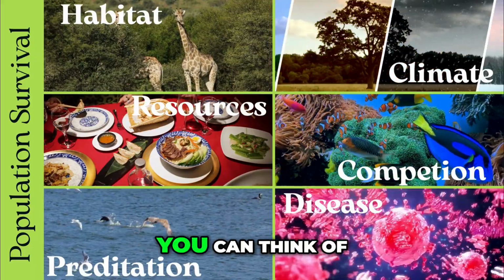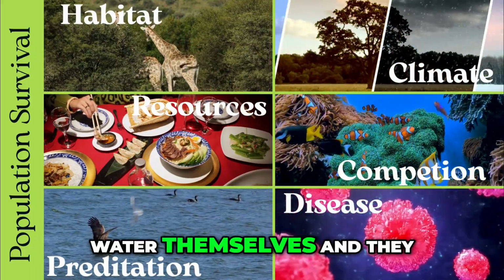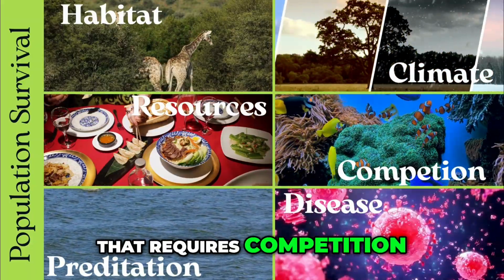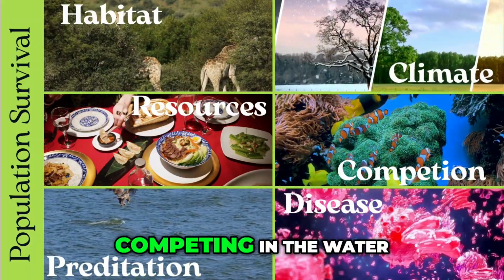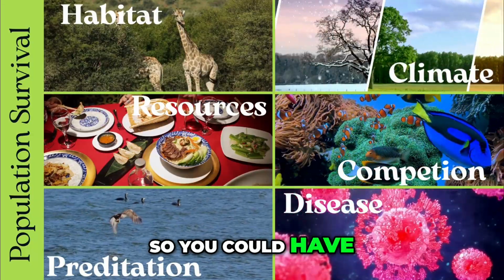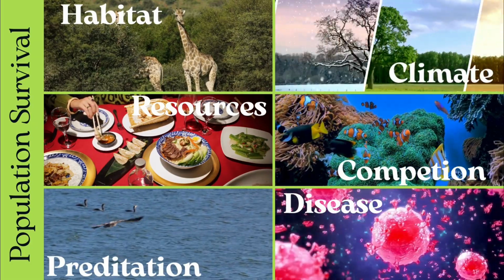At the same time, you can think of various different types of fish. They live in the water themselves, and they live in an area that requires competition. Remember, these fish are not competing in the water and the land, they're competing in the water. So you could have multiple fish competing for the same resources in the same vicinity as well.